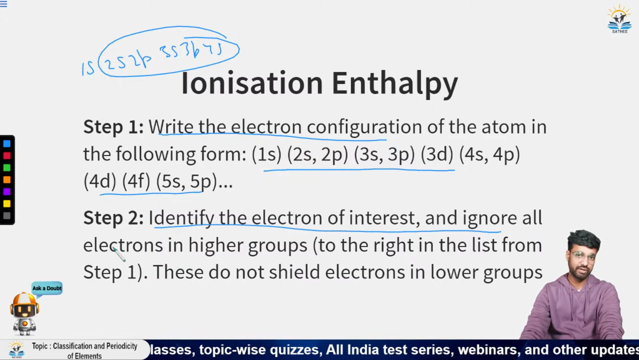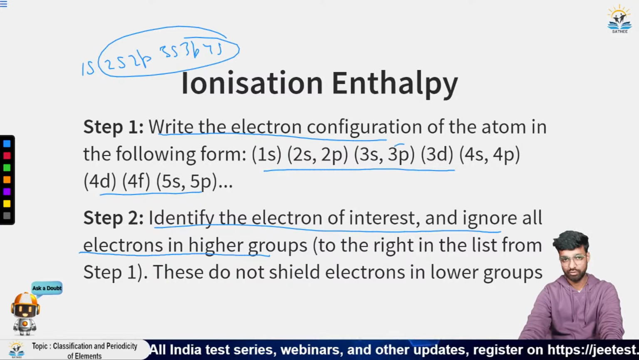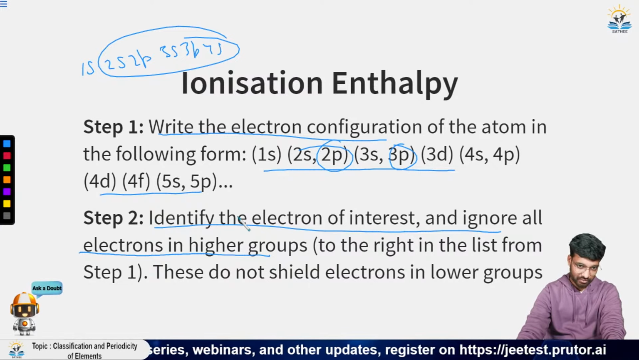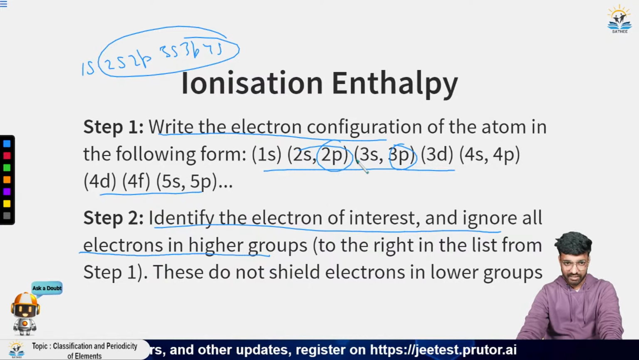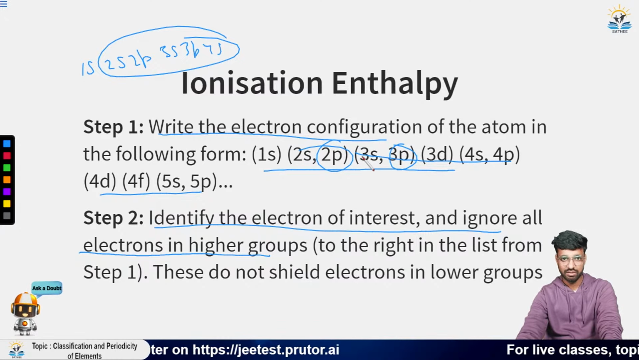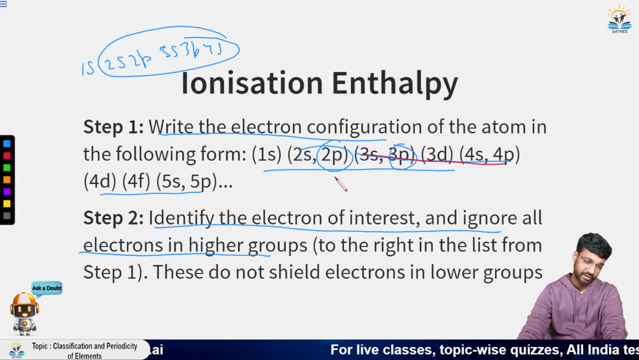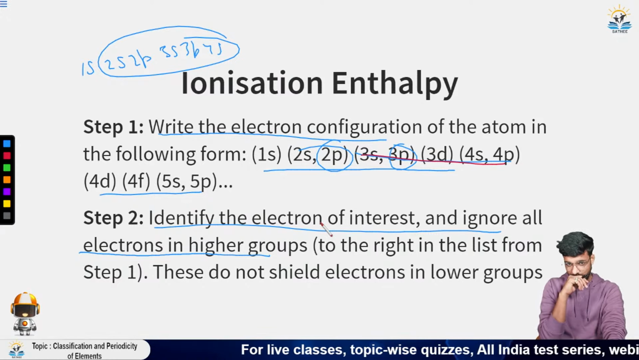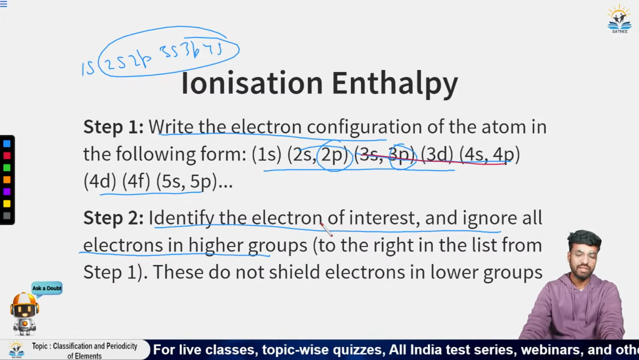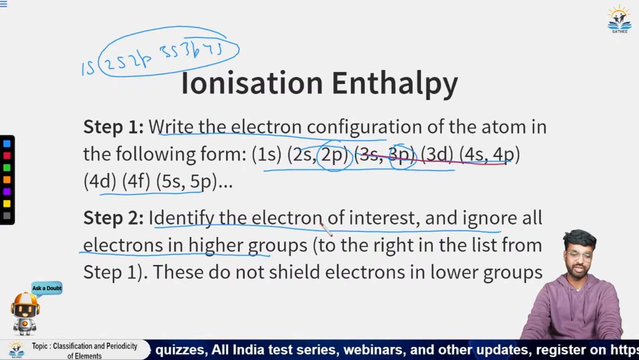Identify the electron of interest. You will not always be told to calculate it for a valence electron. Suppose you are told to calculate it for this electron. Then in that case, you will not consider the remaining ones. So all of these will be ignored if you are calculating the shielding effect, or the Z effective, for this 2p, because there is no shielding effect from the outer core orbitals. Okay, so this should be kept in mind.